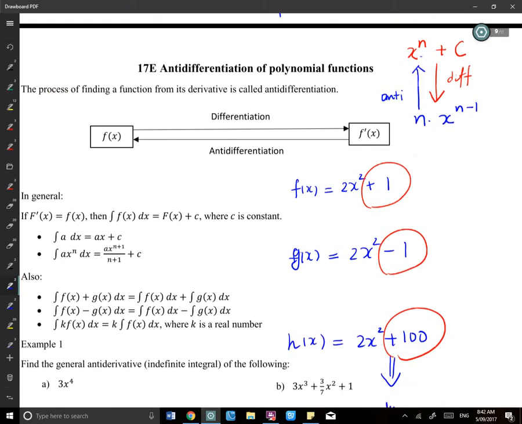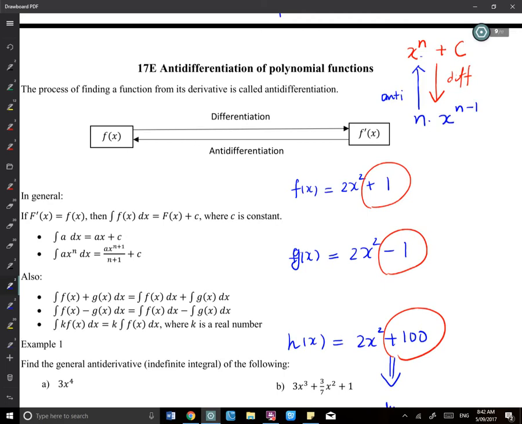When you do differentiation, what have you done? You first times the power right in the front, like the n will times to the front. And then you subtract the power by 1. That's what you have done for differentiation. Then for anti-differentiation, that's easy. You just do the reverse action.